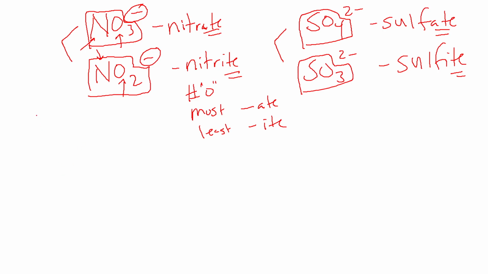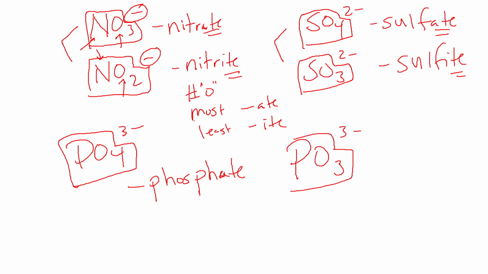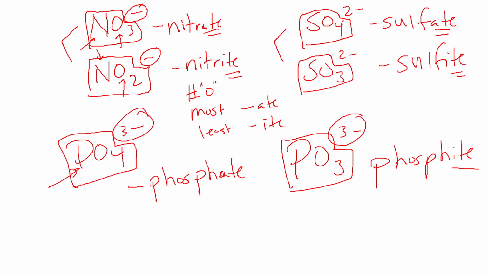So for example, PO4 3-, that is phosphate, ATE. PO3 3-, that is phosphite, ITE. Again, they each have one phosphorus. They each have a -3 charge. Both same charge. Both have one phosphorus there. Difference is number of oxygens.